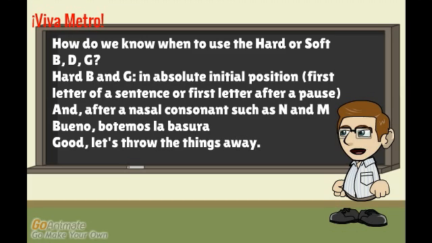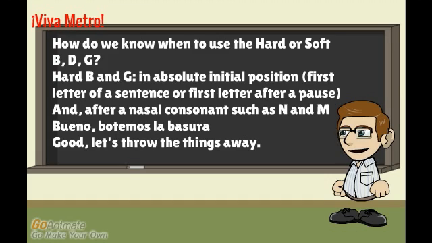So how do we know when to use the hard BDG or the soft BDG, you might ask? The hard or occlusive B and G are used only when in absolute initial position of a sentence, or when beginning a word that is after a pause in a sentence, generally after punctuation. They are also pronounced hard after a nasal consonant such as an N or an M.